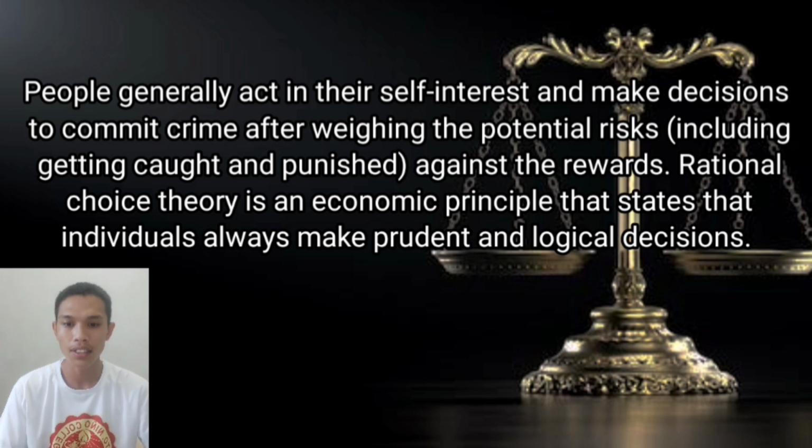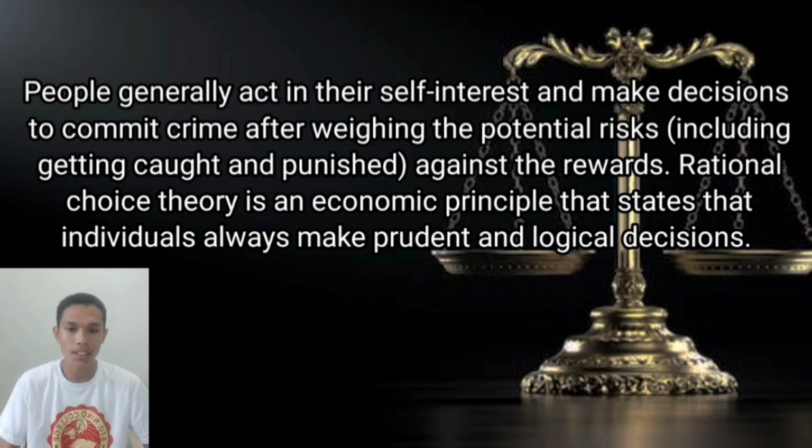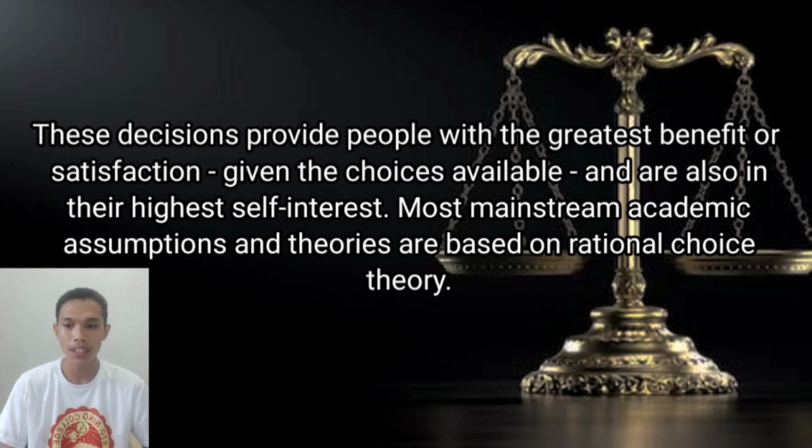People generally act in their self-interest and make decisions to commit crime after weighing the potential risks, including getting caught and punished, against the rewards. Rational choice is an economic principle that states that individuals always make prudent and logical decisions. These decisions provide people with the greatest benefit or satisfaction, given the choices available, and are also in their highest self-interest. Most mainstream academic assumptions and theories are based on rational choice theory.